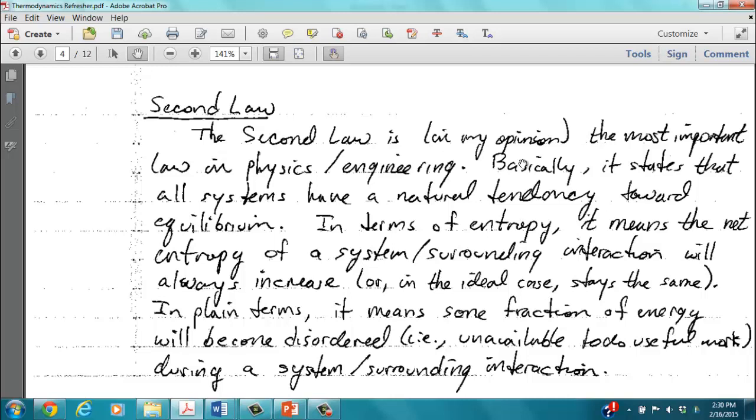Okay, so basically what I have written here is essentially what I just described to you in words, right? To get real fancy with the terminology, the second law of thermodynamics says that the net entropy of a system and surroundings interaction will always increase, right? Or in the ideal case, the entropy can stay the same. The entropy of the interaction between the system and the surroundings can stay the same. It's this ideal case that we're going to talk a lot about in IC engines, right?